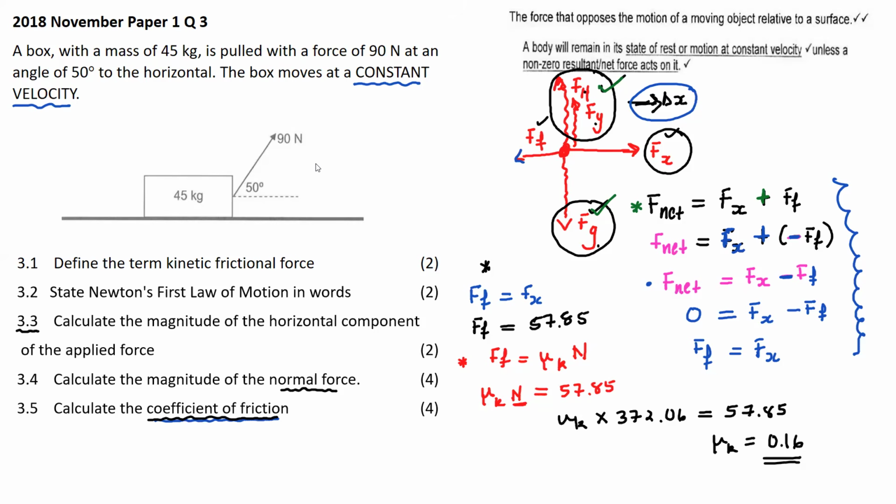Where did the 372.06 come from? Where did I write 323, Mina? It's 372.06, the one that I got from 3.4. It's the normal force. Remember the formula says mu k N, that's the normal force, this 372.06. So that's where it comes from, the previous answer. That's why it's important to really get the previous answers correct, because they carry through.